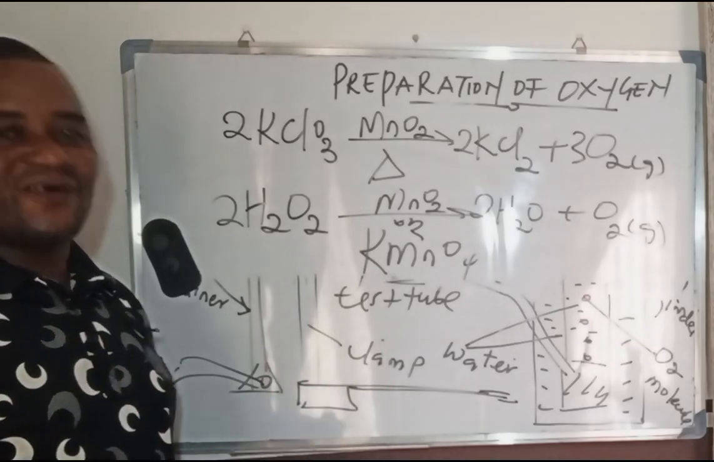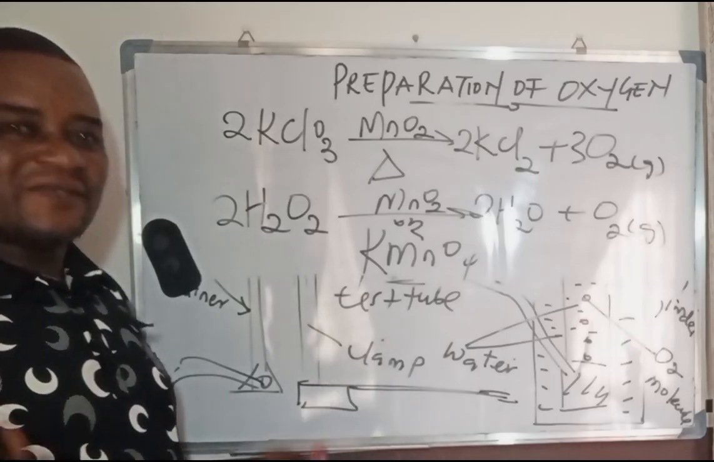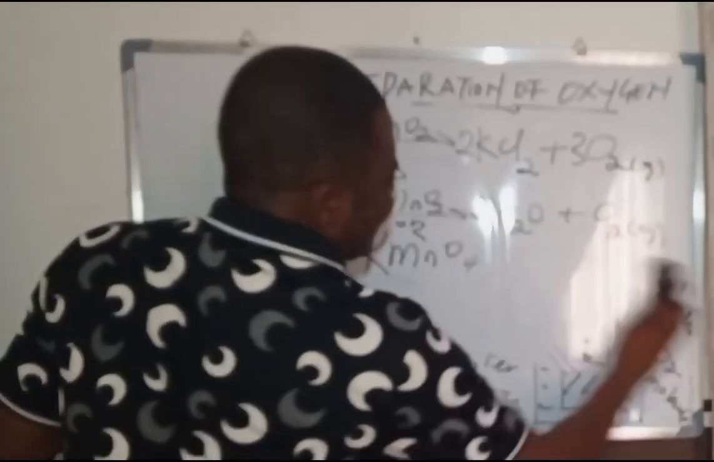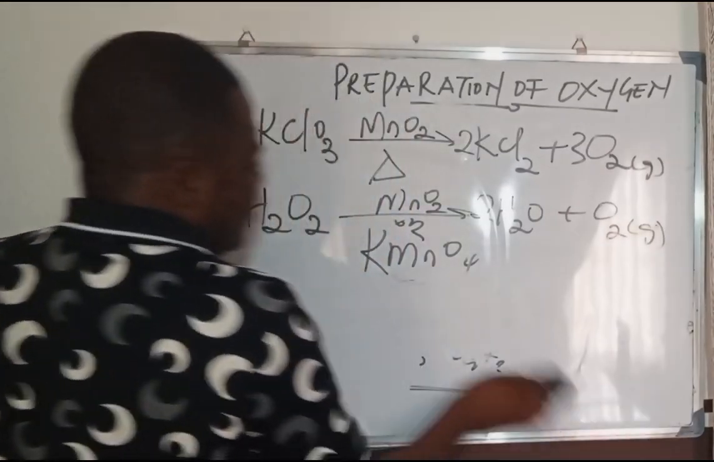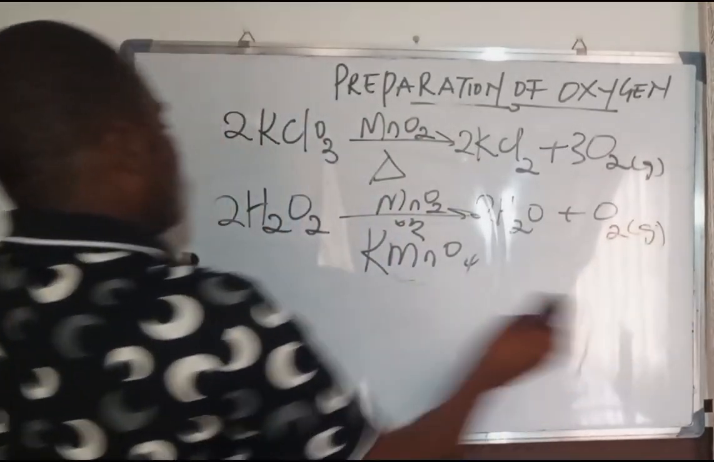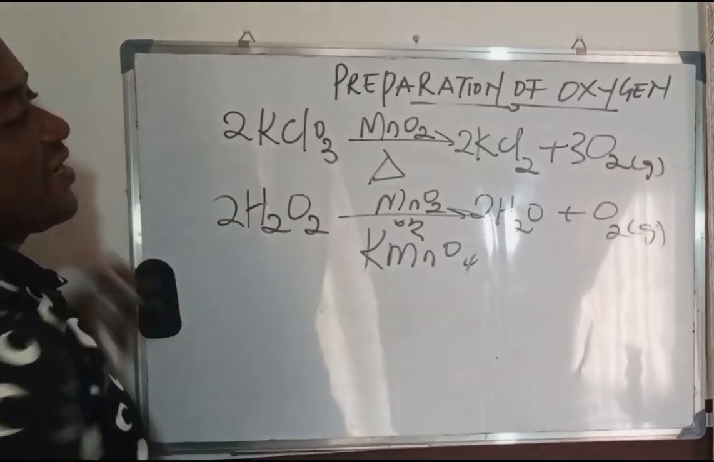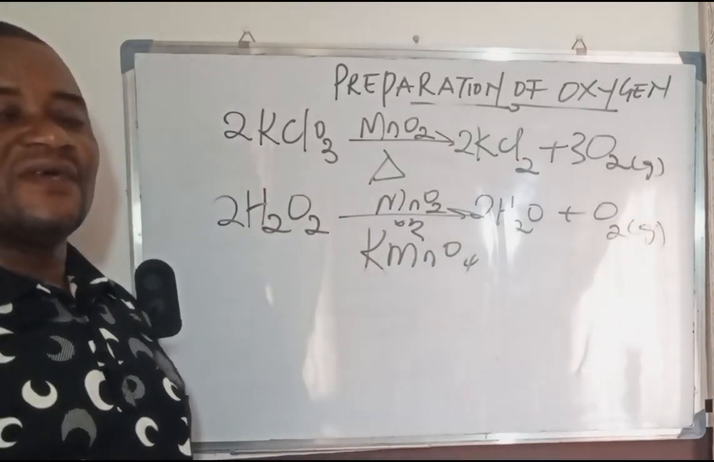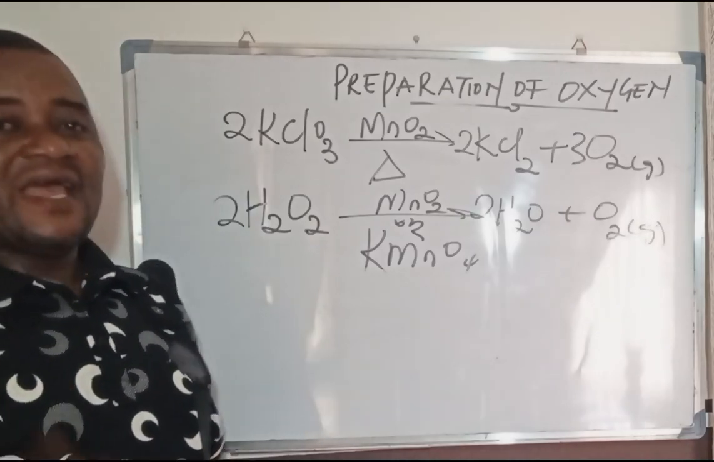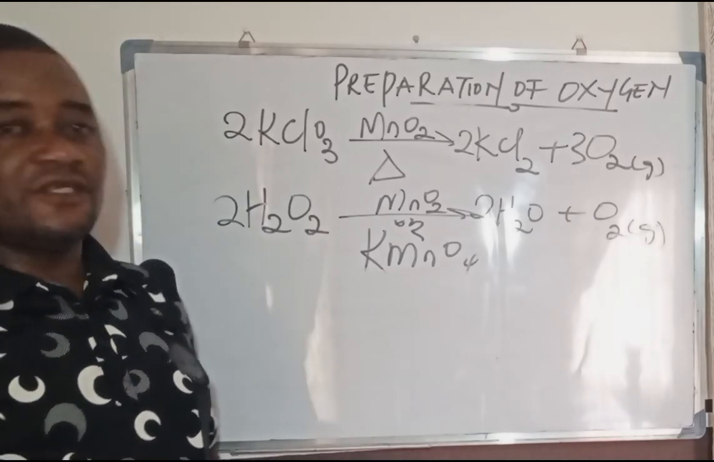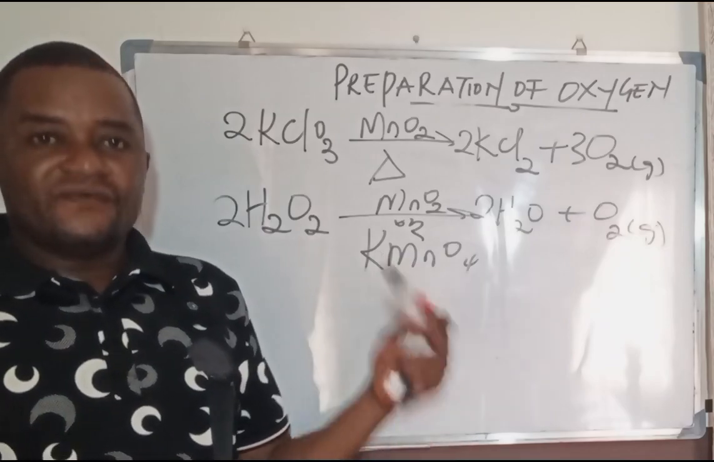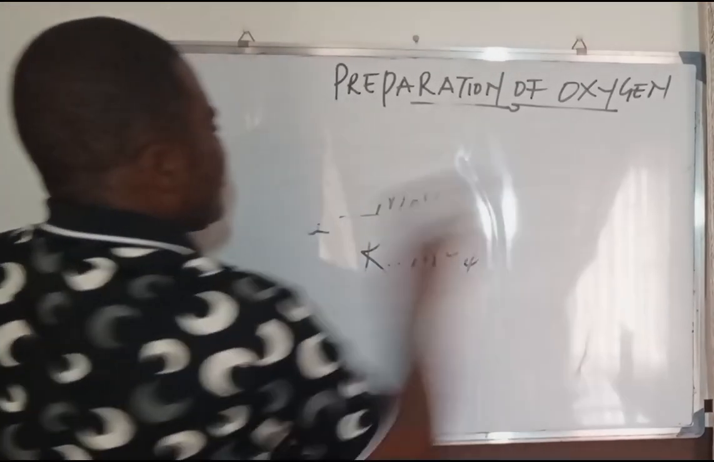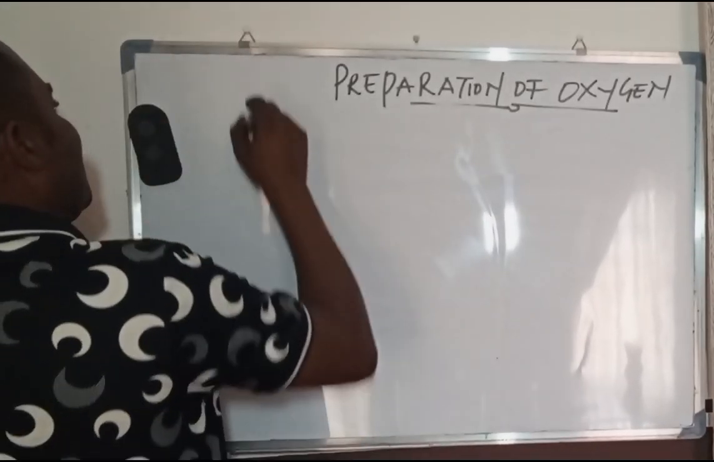How about producing oxygen in the industry? Now let us look at how oxygen can be produced in the industry. This method can also generate oxygen in the industry, except that you must mind the amount of heat you are using, the amount of catalyst you are using, and the preparation environment, because in an industry it requires a larger volume of oxygen to be produced. So let us look at how oxygen can be produced in the industry.